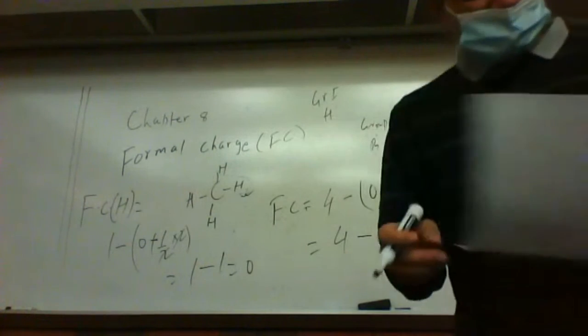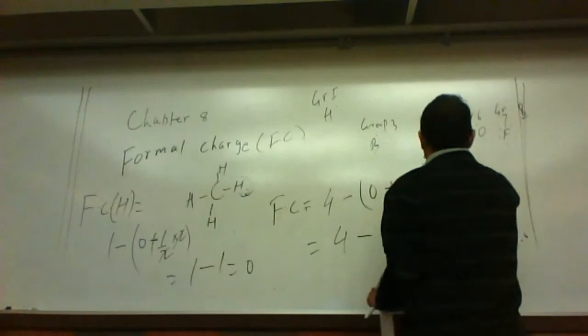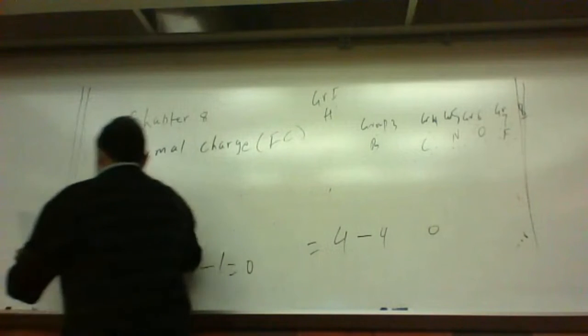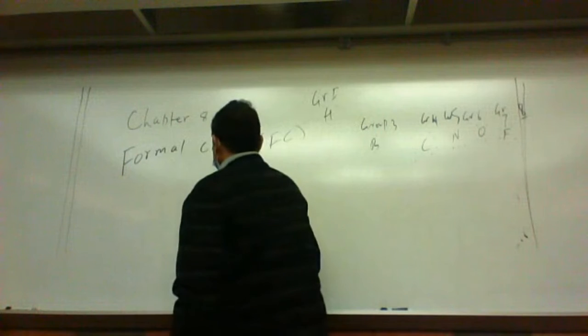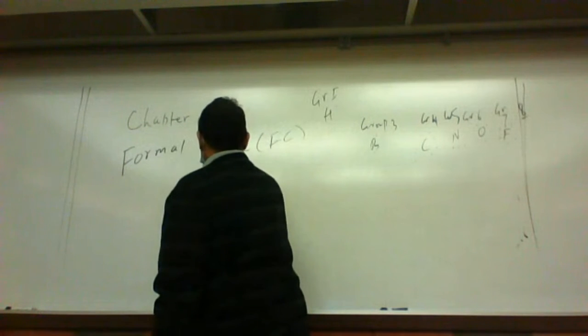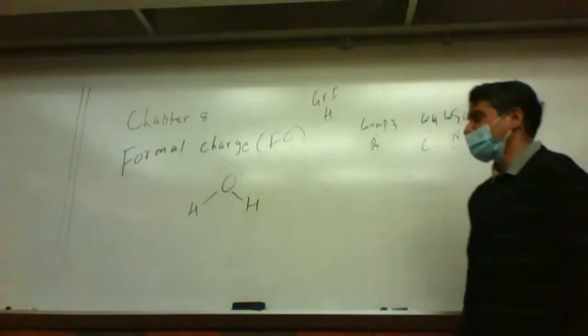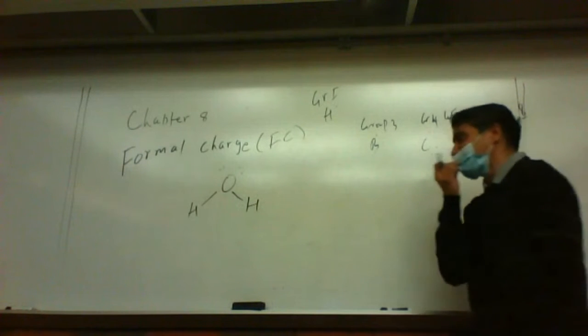Now let's practice a couple of things here. Slide number 3. Let's calculate the formal charge for water. So let's say water is like this. This is the water structure, and oxygen has it like this. This is the Lewis structure. Now, what is the formal charge on oxygen, and what is the formal charge on hydrogen? Now we need to calculate.